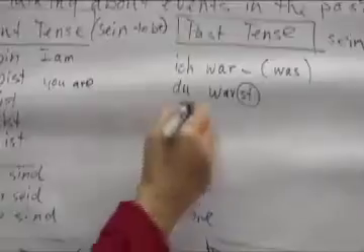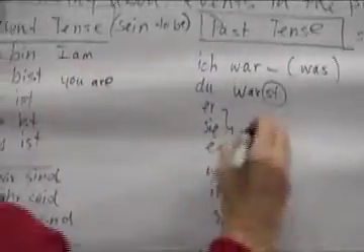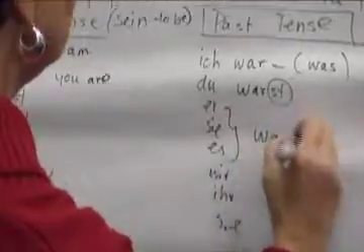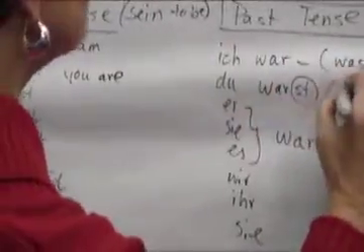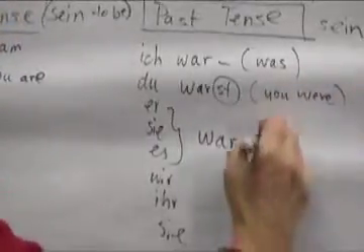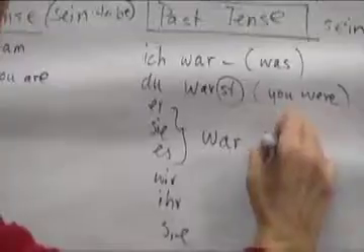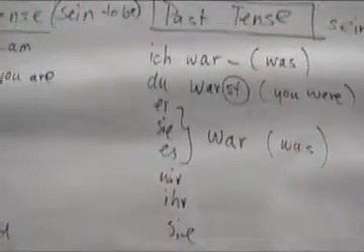And what do you think er, sie, es are going to do? Follow the same example as ich. Er war, sie war, es war. Right. So du warst, in English, you were. And he, she, it was. That's the English one. Now in the plural, same thing.